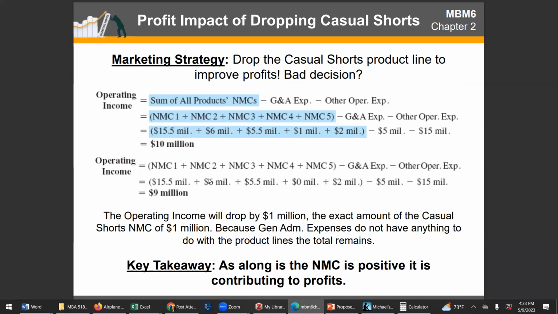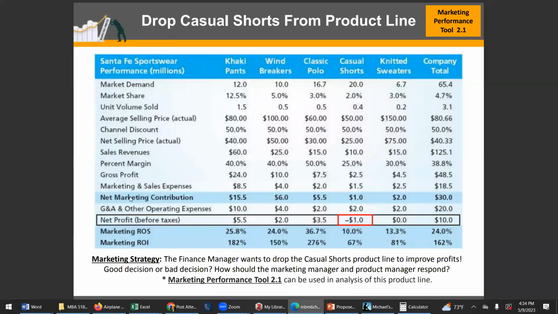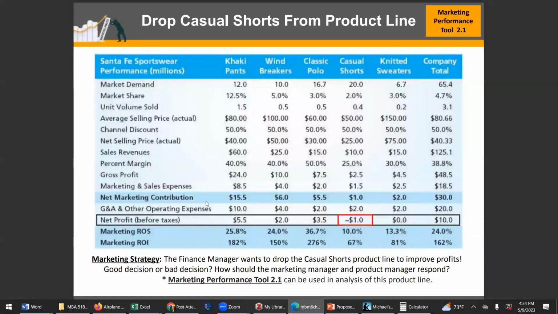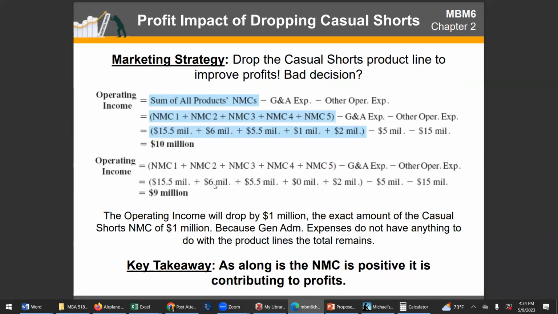Here's our formula. For example, for net marketing contribution for khaki pants, there's our 15.5. 6, 5.5, 1, 2, 6, 5.5, 0, 2. Then I'm going to subtract my G&A and my other operating expenses.